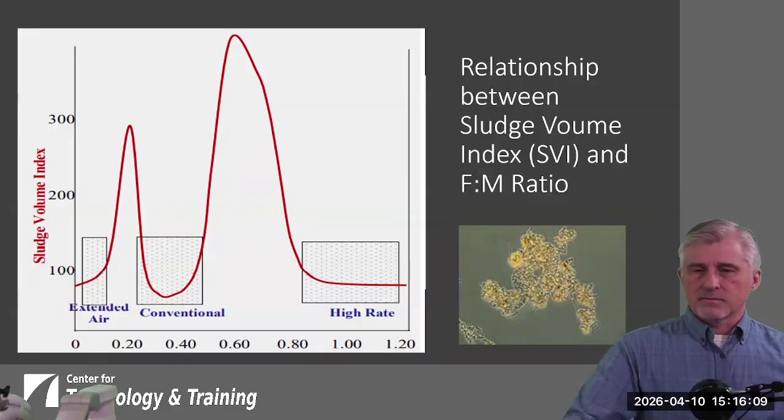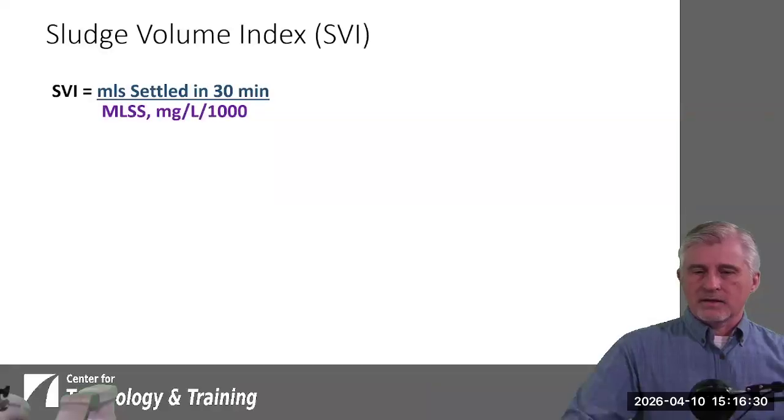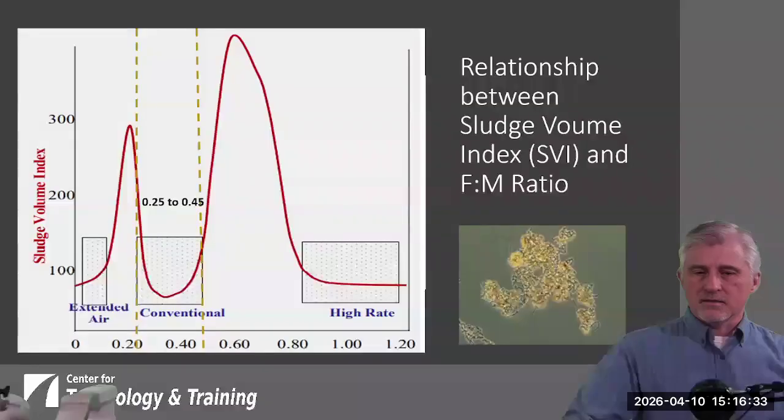This graph shows a relationship between SVI and F/M ratio. Conventional activated sludge plants, as we said, generally operate with an F/M ratio between 0.25 and 0.45. As we can see here, an SVI of between 80 and 120 is considered to produce the best settling. So the sweet spot tends to be in this area here.